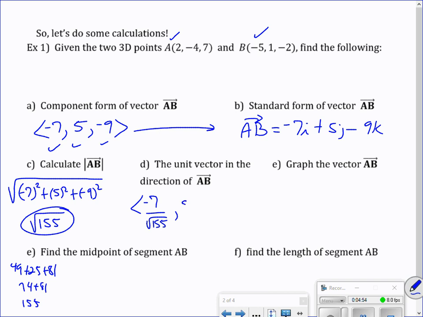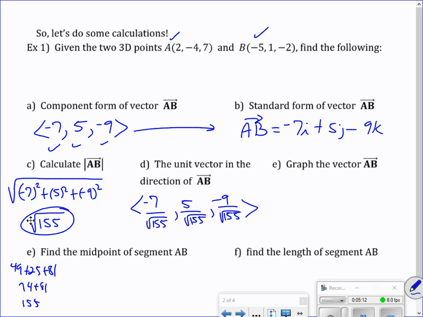And then I would have 5 over radical 155. And then I'd have negative 9 over radical 155. So what that does, it maintains the direction, but it makes the length of that vector, like if you did the magnitude of this vector right here, it would be 1. All right, so graph the vector AB.